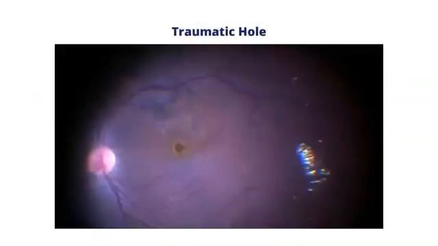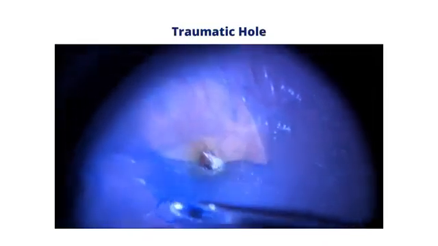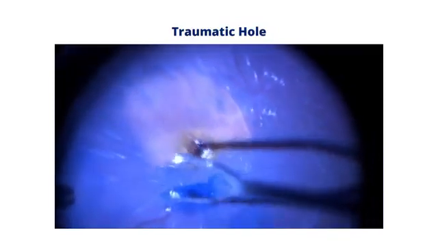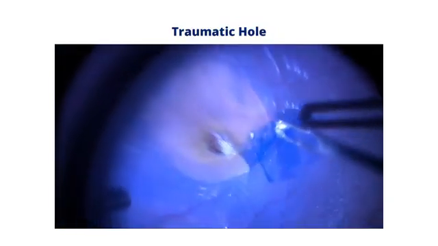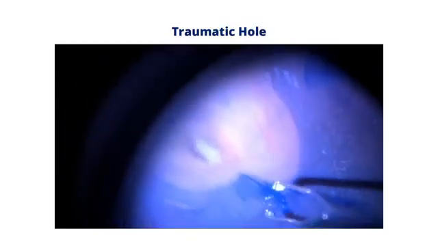Now, this is a case of a traumatic macular hole. You can see a lot of pigmentary disturbance which is caused by the Berlin's edema due to the trauma, and eventually a hole has formed. The previous steps are all the same. You do a PVD creation followed by an ILM peel.